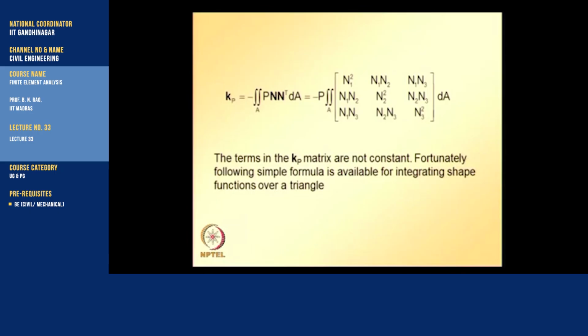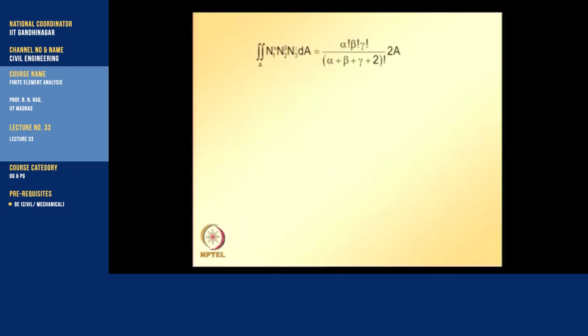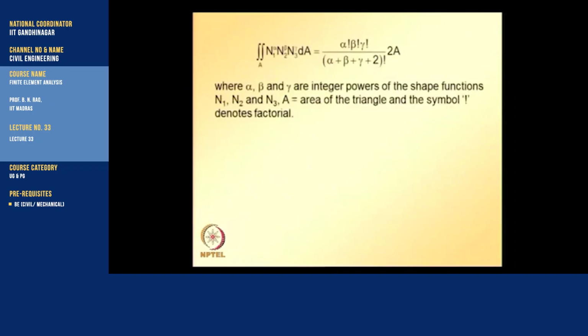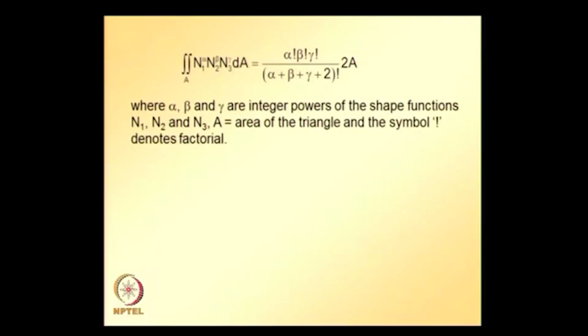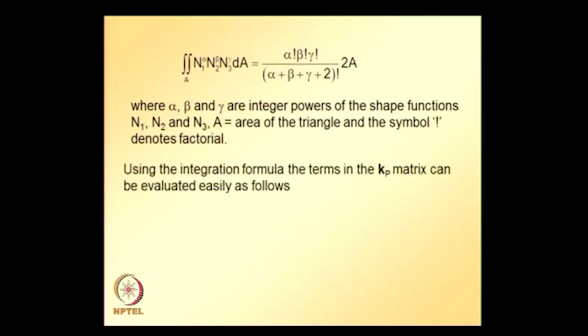Fortunately, a simple formula is available for integrating shape functions over a triangle, and this is the formula. All the parameters in that formula are defined: alpha, beta, gamma. N1, N2, N3 are the 3 shape functions of the linear triangle element. A is the area of the triangle, and the exclamation symbol is for factorial. Using the integration formula, the terms in the Kp matrix can be evaluated like this.